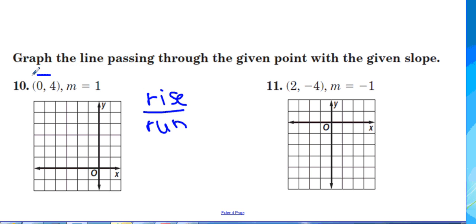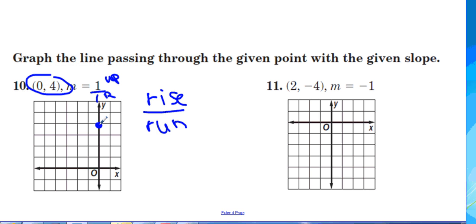So I'm going to begin first by plotting the ordered pair that they've given to me, (0, 4). And I have a slope of positive 1. I'm going to pretend that if this were to be made into a fraction, there is an imaginary 1 in the denominator of that fraction. That means I'm going to be moving up 1 and to the right 1, since both of these values are positive, in order to get the next point on my graph.